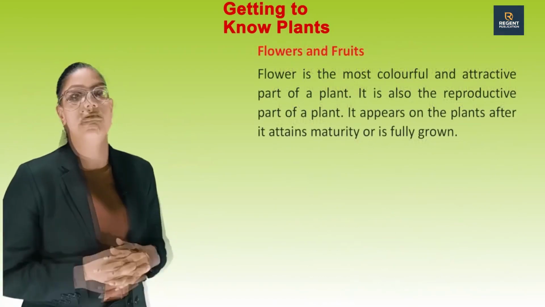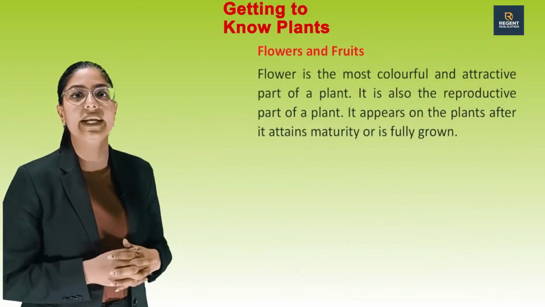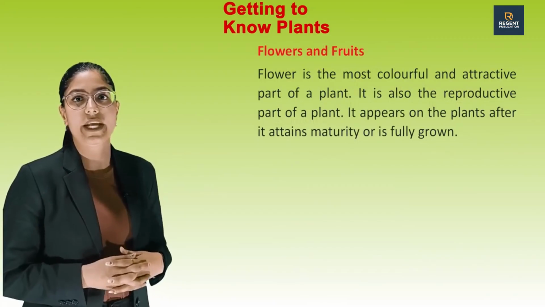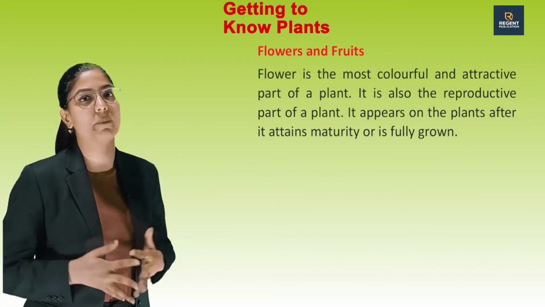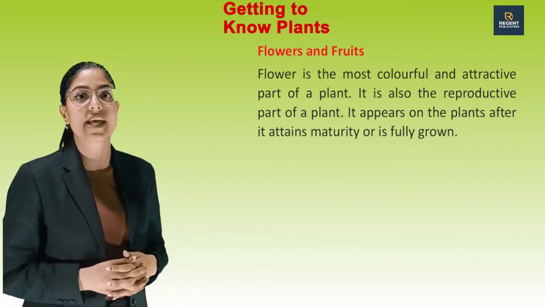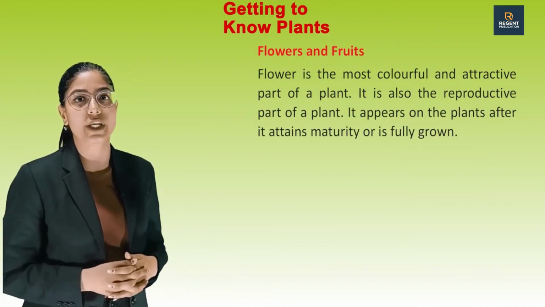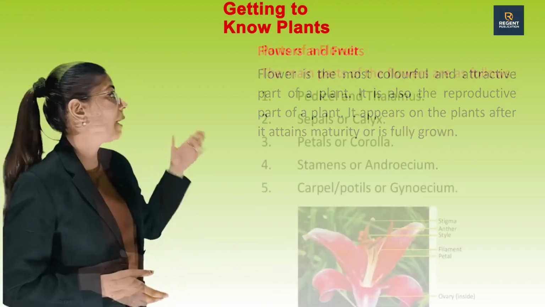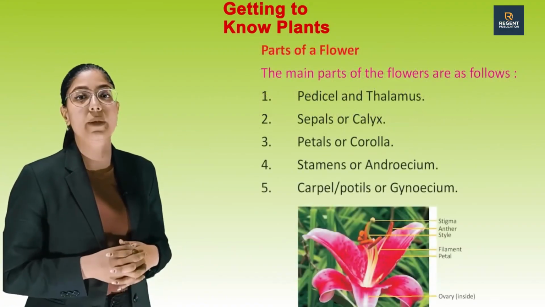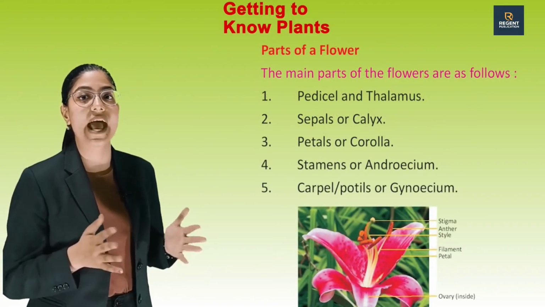Flowers and fruits. Flower is the most colorful and attractive part of the plant. It is also the reproductive part of a plant. It appears on the plants after it attains maturity or is fully grown. Parts of a flower. The main parts of a flower are as follows.